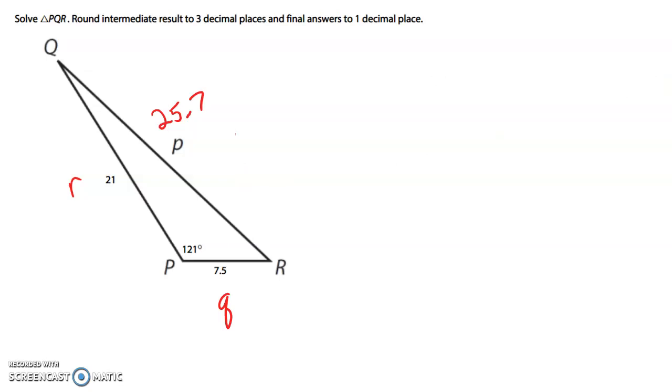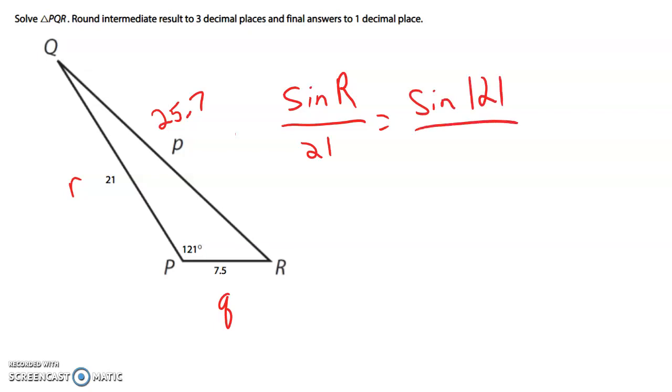Law of sines says that the sine of the angle, since we have to find, let's find R, over the side that's opposite of R, which is 21, is going to equal the sine of P, which was 121, over the side that's opposite of it, which is 25.7.